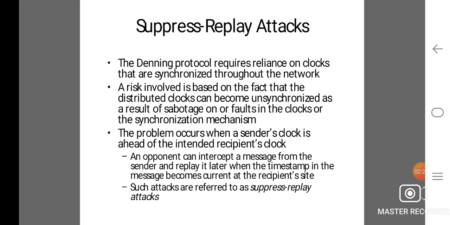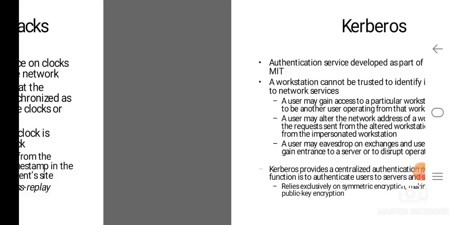Suppress-replay attacks. The protocol requires reliance on clocks that are synchronized throughout the network. A risk involved is based on the fact that distributed clocks can become unsynchronized as a result of sabotage on or faults in the clocks or the synchronization mechanism. The problem occurs when the sender's clock is ahead of the intended recipient's clock. An opponent can intercept a message from the sender and replay it later, when the timestamp in the message becomes current at the recipient's site. Such attacks are referred to as suppress-replay attacks.